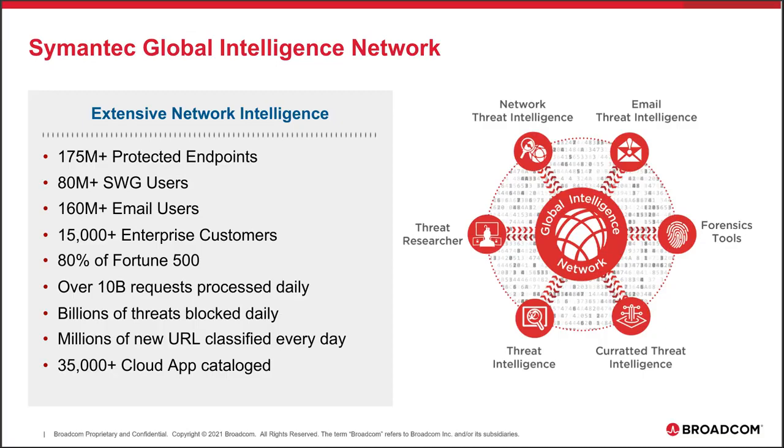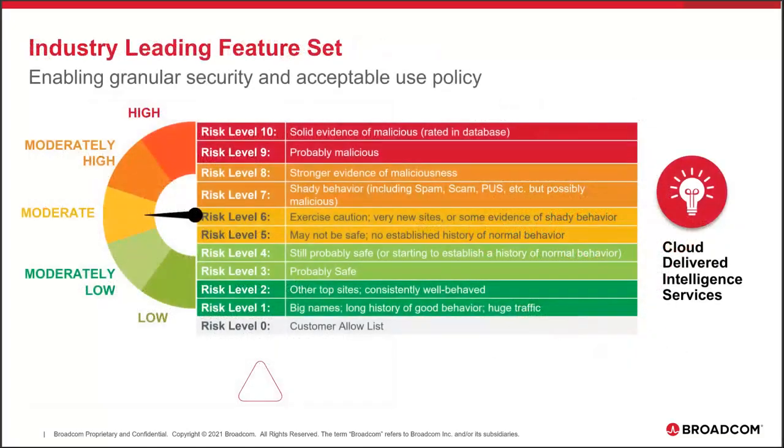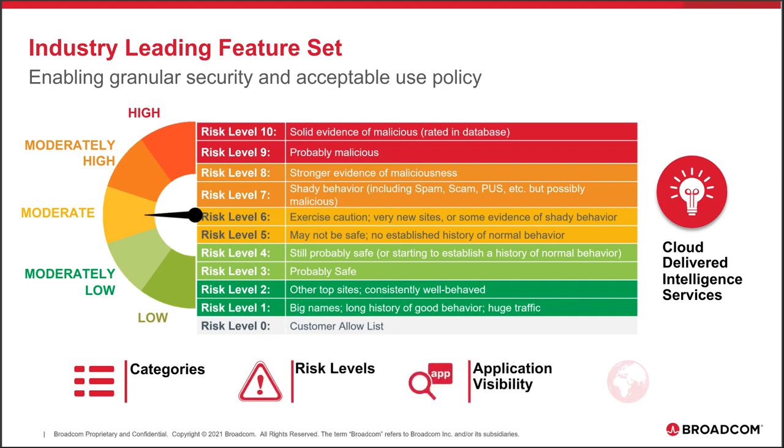Well, it's pretty straightforward. We have what I think is one of the most comprehensive feature sets on the market. We have risk levels, which I think is our bread and butter of best-in-class threat protection. But of course, we have categories, which are the bread and butter of any content filter. And we have application visibility, which we'll be getting into in a bit. And we have GeoIP, and this is all delivered through cloud-delivered intelligence services. So it's constantly up to date, updated several hundred times a day.